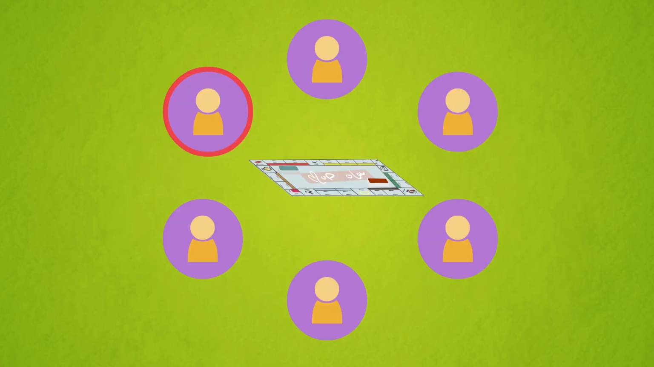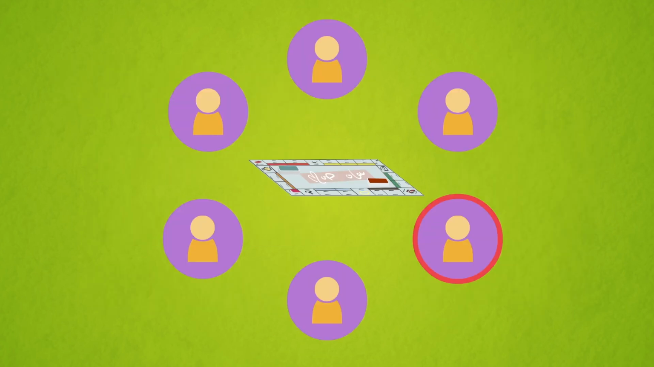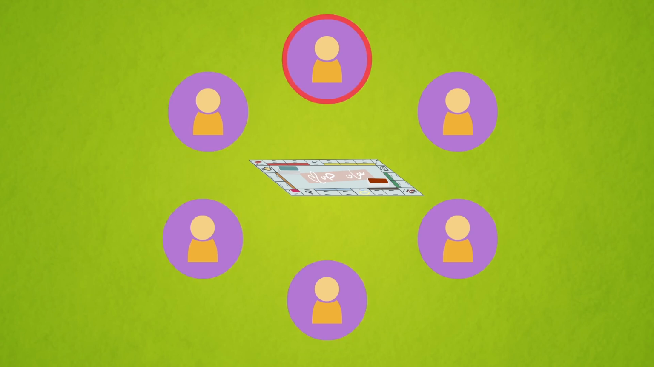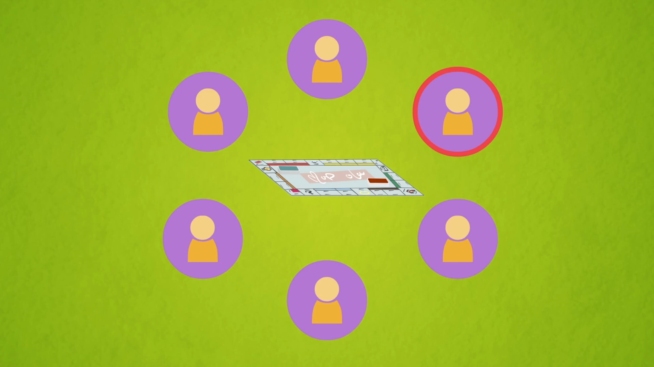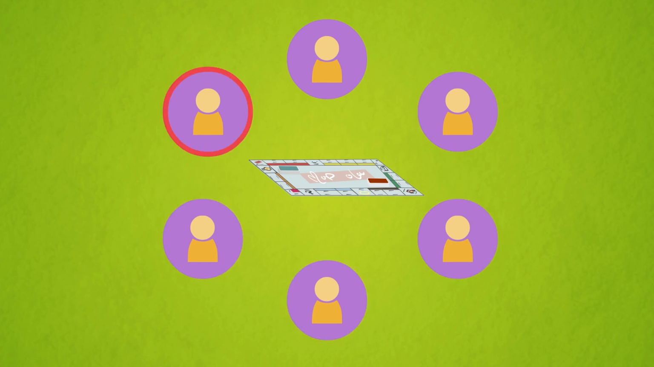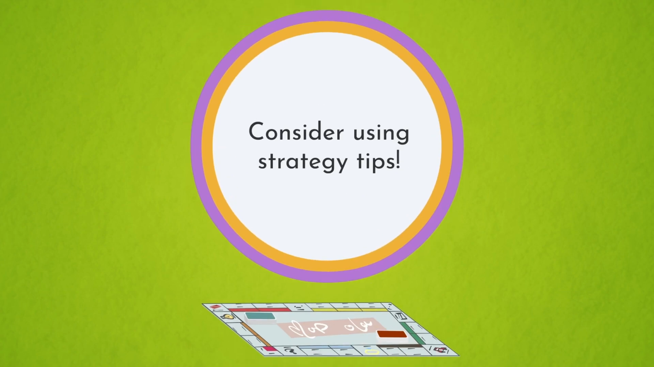Show some examples. If your game has a turn-based structure or some format of turn-taking, show an example of how turns should go. This example should cover most, if not all, of the scenarios and interactions between the game elements, if possible. You may need to include multiple turns to fit all interactions. Use notions to explain this part of the game. Add a separate section that goes into further detail if needed.